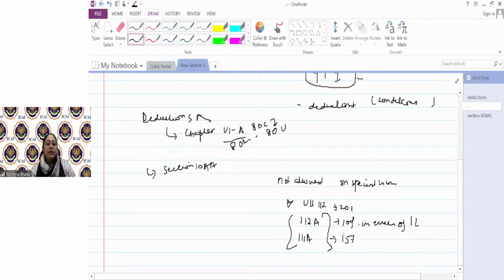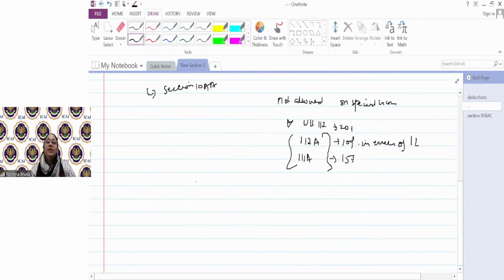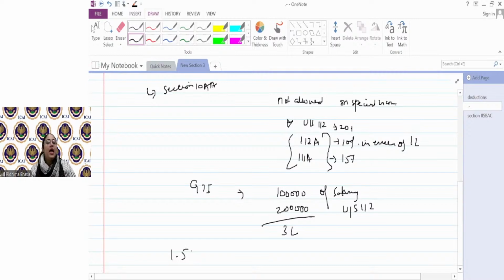Suppose my gross total income includes 1 lakh of salary and 2 lakhs of capital gain under section 112, and I have deductions available. So my gross total income is 3 lakhs. I have deductions available to the extent of 1,50,000. I can only claim to the extent of 1 lakh. Why, guys? Because I cannot claim deductions on my special rate income. Got it? Okay, this you also have to remember.